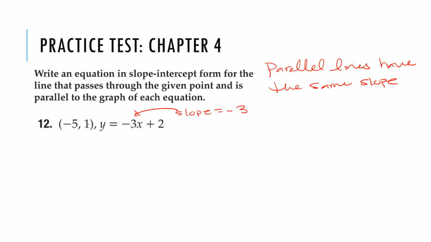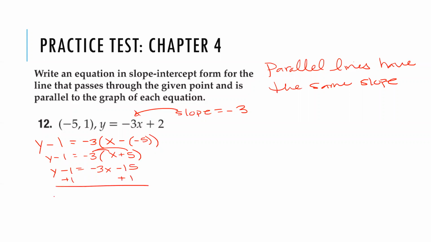So now I have the slope and a point. So again, I would use the point slope form. So that would be y minus 1 is equal to negative 3, and then x minus negative 5. And I'm just going to rewrite this x minus negative 5 as x plus 5. Remember, you add the opposite, and then that's going to make it easier when I'm distributing, okay? So this would be negative 3x minus 15. I add 1 to both sides, so y equals negative 3x minus 14, okay? And then that is my final equation there.